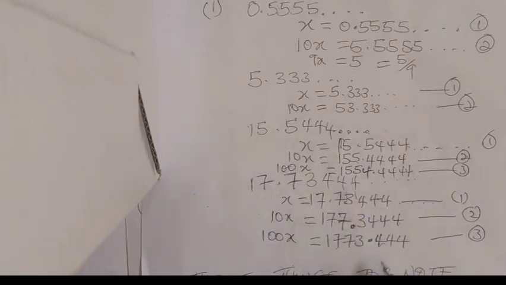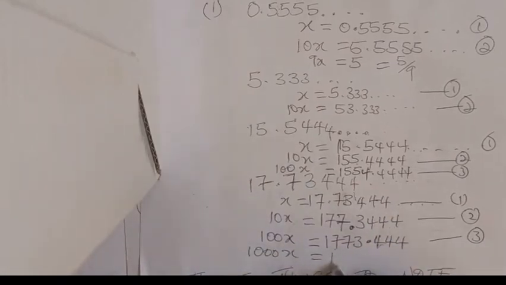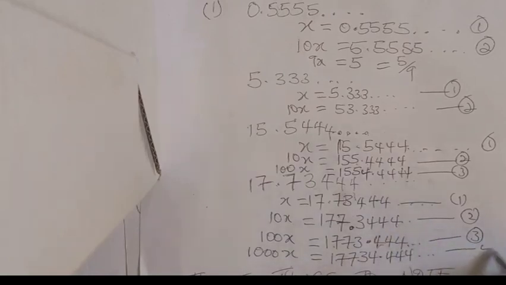The answer still is no. The 444s, you see, they are not the same thing. This is not the same thing with this. Neither is this the same thing with this. So you still keep on going. The next one is 1,000, so you have 17734.444. That will give you equation 4.